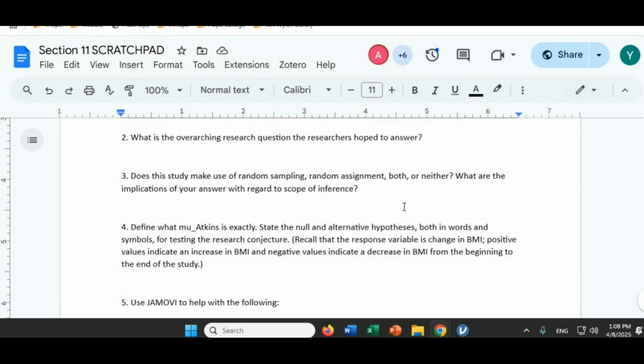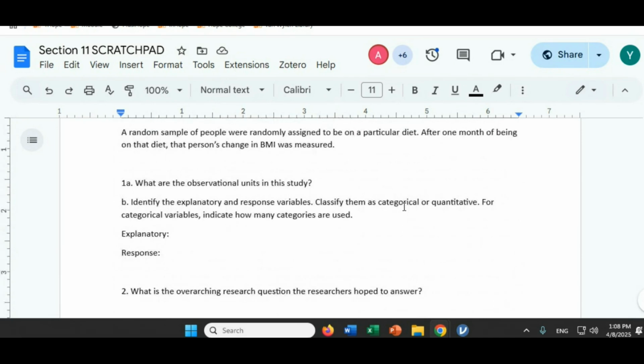Okay, maybe I can start asking some of you to fill in some of these things. Let's start with this one. Does anyone know what the explanatory variable is? Can you just type your answer here? That's right. I would say type of diet. Good. How many diets were there? How many levels? 4. Right.